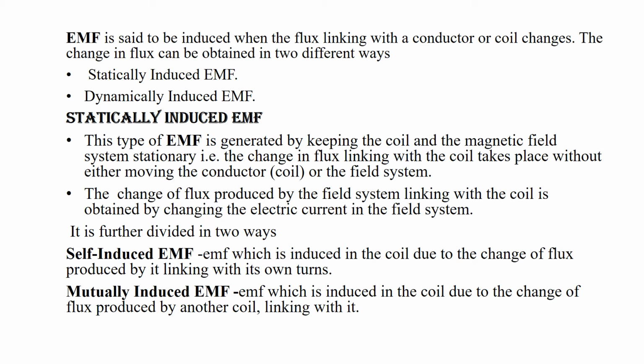How can the change in flux be obtained? There are two methods: one is statically induced EMF and the other is dynamically induced EMF. As the name says, statically means stationary. The magnet or the coil is kept stationary, and the changes in flux linking with the coil take place without moving the conductor or field system. The change in flux is produced by changing the electric current in the field system. This is further divided into self-induced EMF and mutually induced EMF.